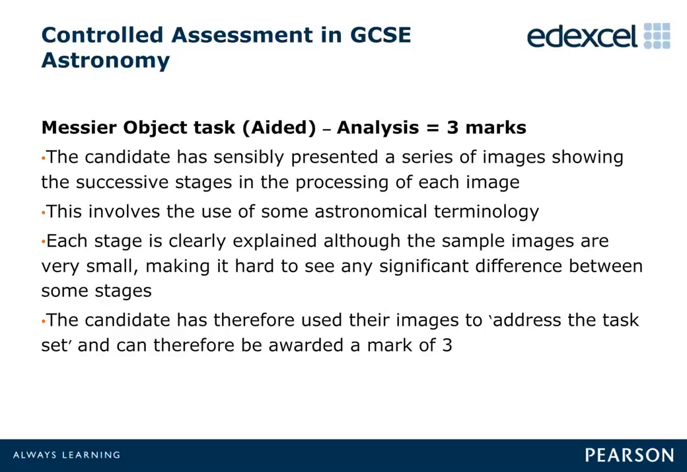This piece of work would have achieved 3 marks for analysis because the candidate has sensibly presented a series of images showing the successive stages in the processing of each image. This involves the use of some astronomical terminology. Each stage is clearly explained, although the sample images are very small, making it hard to see any significant difference between some stages. The candidate has therefore used their images to address the task set, and can therefore be awarded a mark of 3.